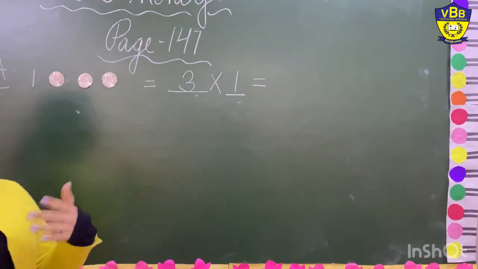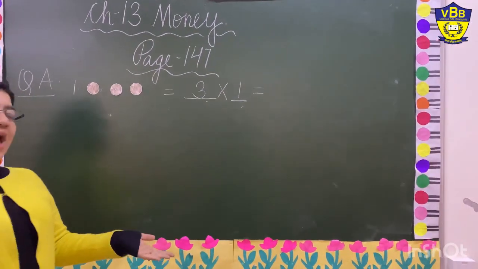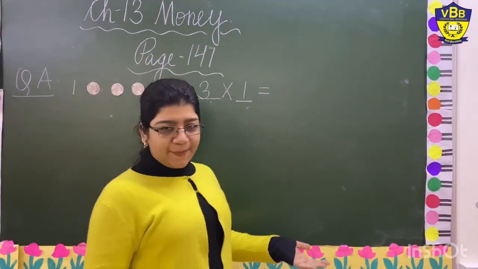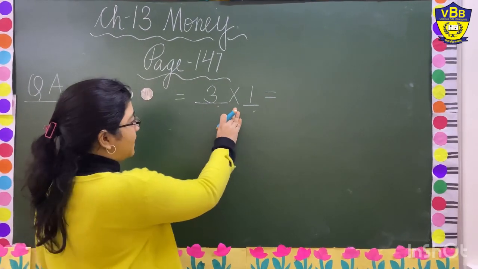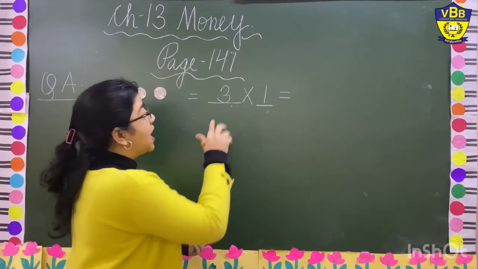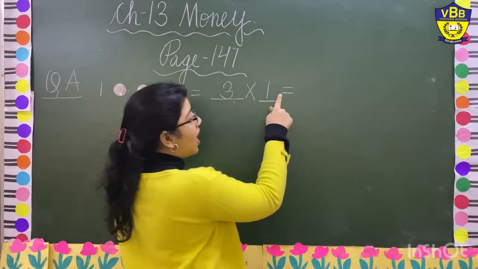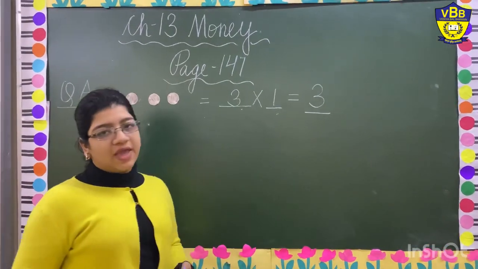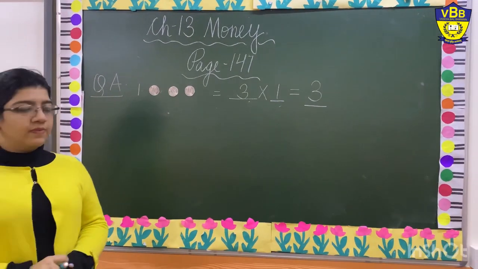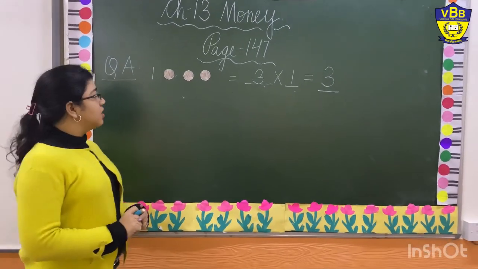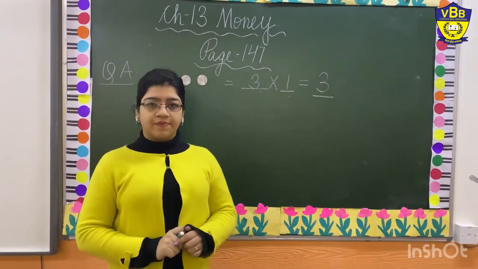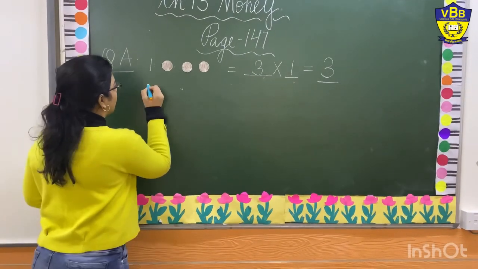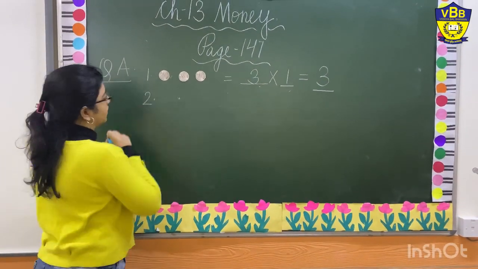Now what we have to do? We just have to multiply it. 3 times 1 is 3. Well done. Write it down in your books. So, move to the second part.